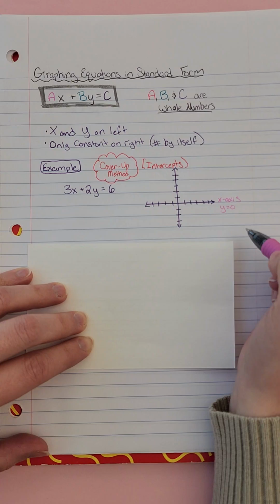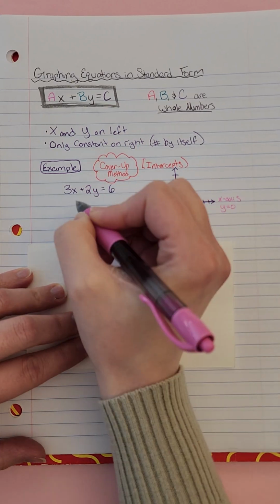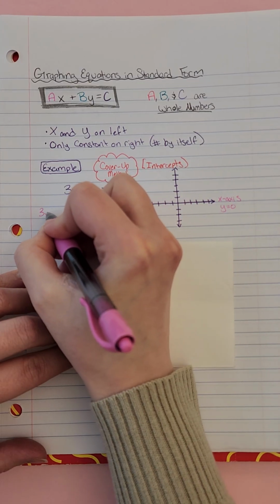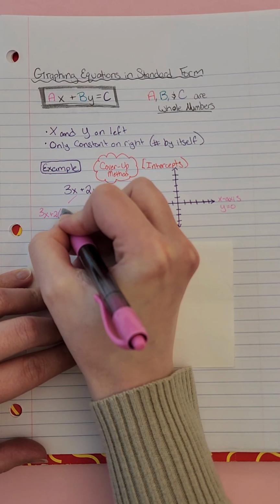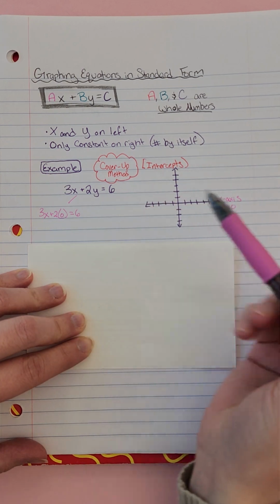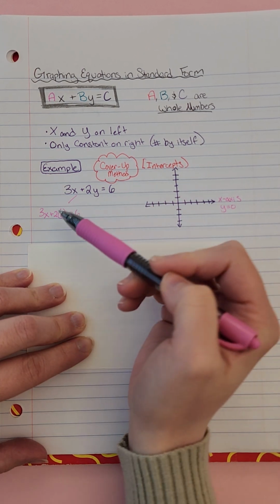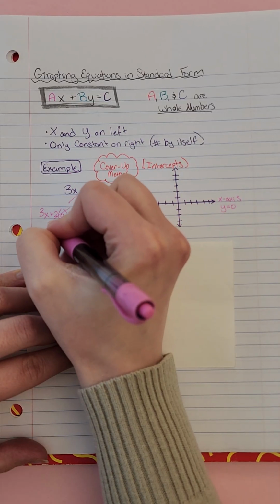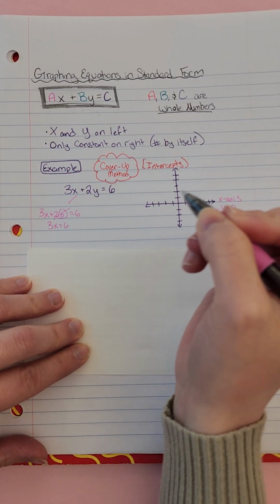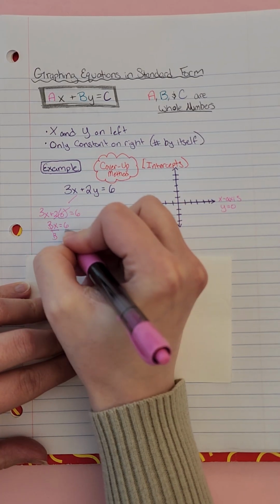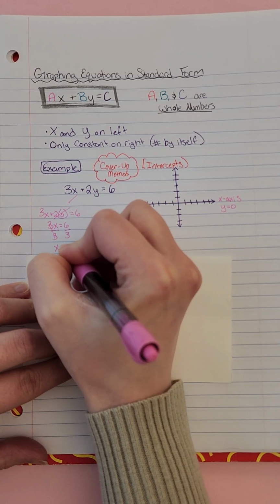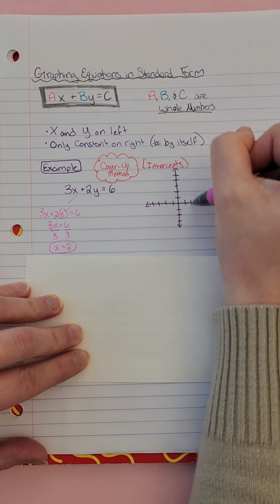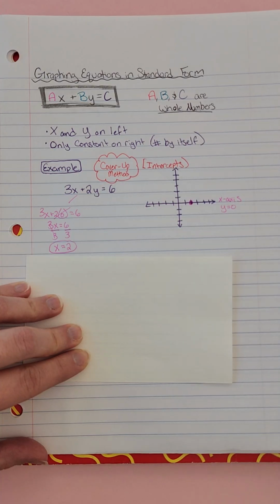So finding the x-intercept first on the x-axis, knowing y is 0, I'm going to take my equation and make y 0. 3x plus 2 times 0 equals 6. Knowing y is 0 because I'm on this line, well, anything times 0 is 0, that's going to go away. That leaves us with 3x equals 6. If 3x equals 6, I can divide by 3 on both sides to get x equals 2. If x equals 2, I'm going to go on my x-axis and plot a point right there at 2.